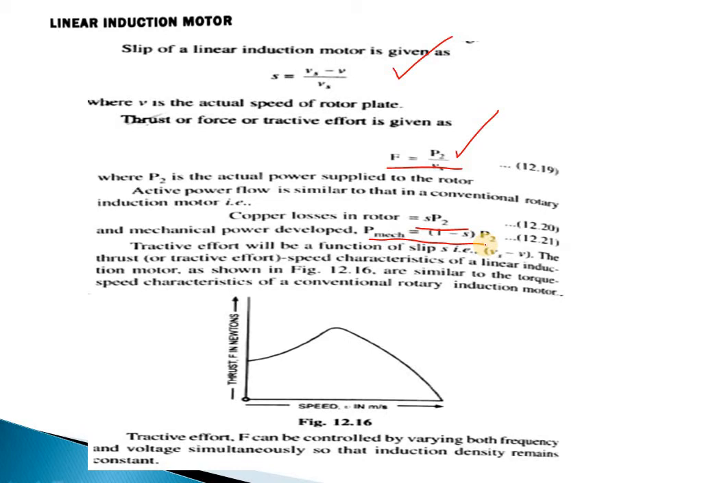The thrust or tractive effort speed characteristics of the linear induction motor are shown in the figure, that is the thrust F in newtons with speed variation. This is the speed variation with the tractive effort, that is the graphical nature. The tractive effort F can be controlled by varying both frequency and voltage simultaneously, so that the flux density remains constant. That means here we will also take the help of a power electronics based drive system to vary the voltage as well as frequency to change the speed of the motor in case of a linear induction motor also.